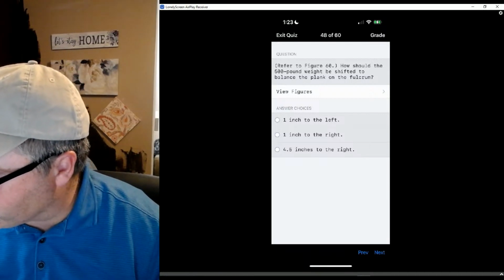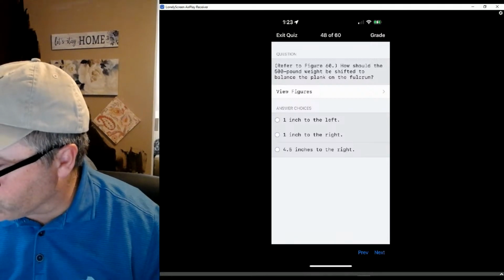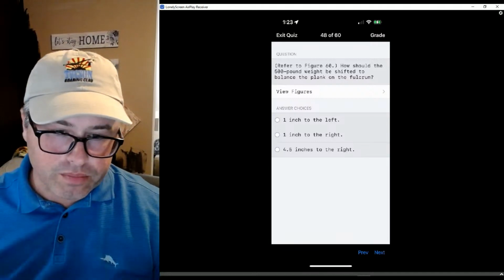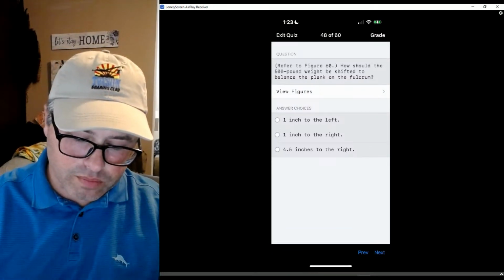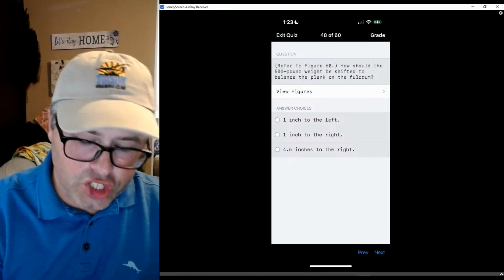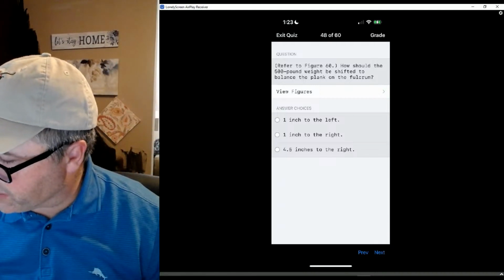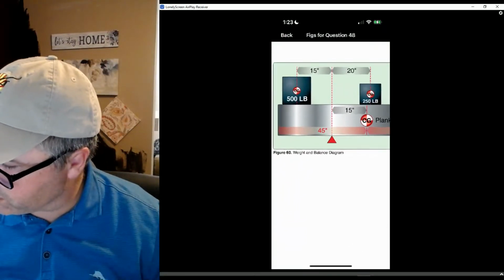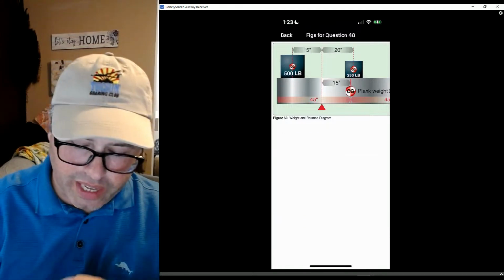Figure 60. How should the 500-pound weight be shifted to balance the plank on the fulcrum? Okay, we finally got a weight and balance problem. Okay. The 500-pound weight. Okay, how should we shift? How do we shift the 500-pound weight to get it to balance on the fulcrum? Okay, so we've got 500-pound weight is the weight on the left. Okay.